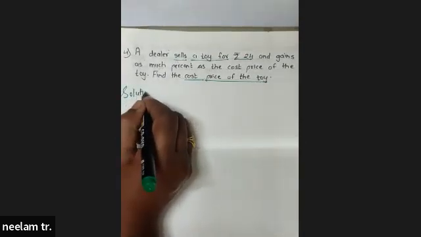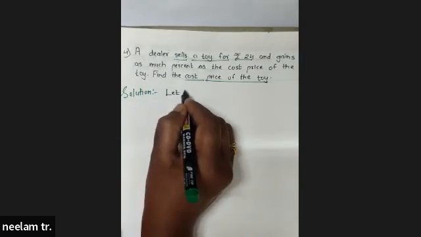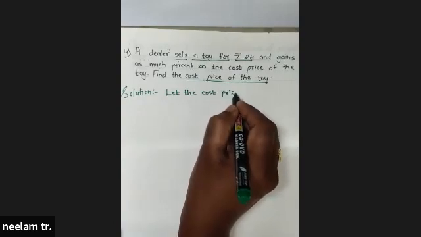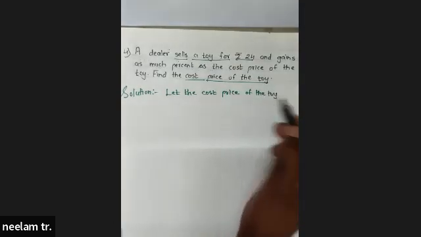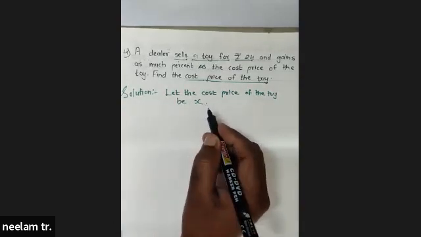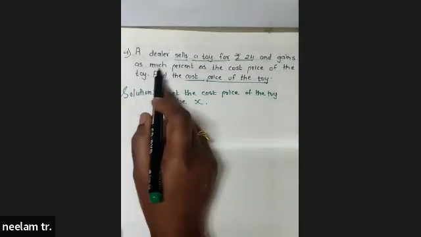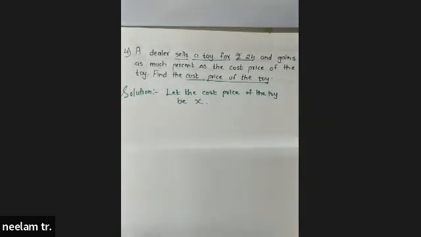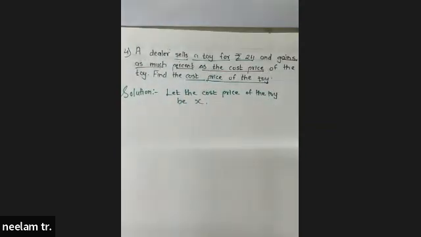Solution. Let the cost price of the toy be X. This I am assuming as X. Now let's read the second sentence, that is, gain as much percent as the cost price. Gain as much percent as the cost price.